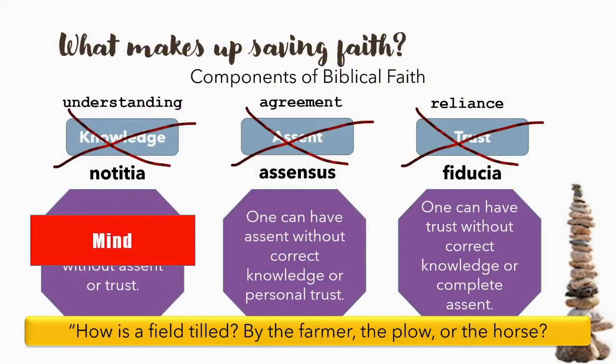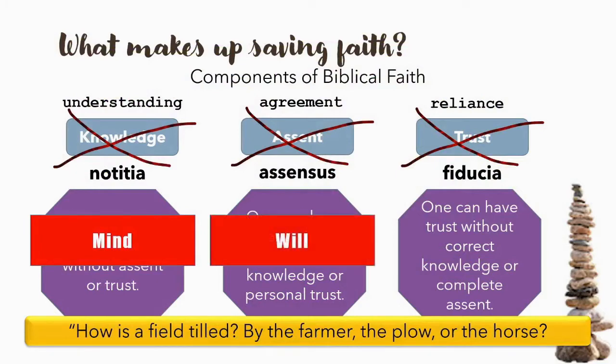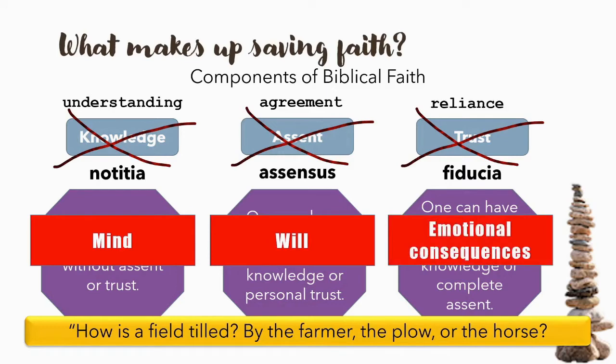Now, the last thing I want to add here is this addresses three components of personality. So mind, understanding and knowledge, that is where the mind grasps what is being said. And then the will has to agree that this is true. And then there is an emotional component here in trust. And so that gives us confidence, and it affects our behavior.